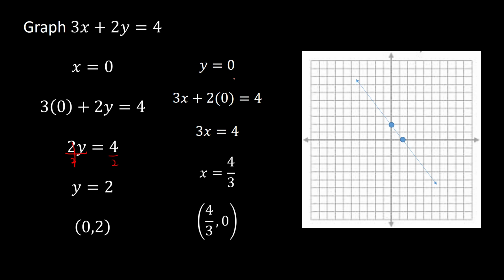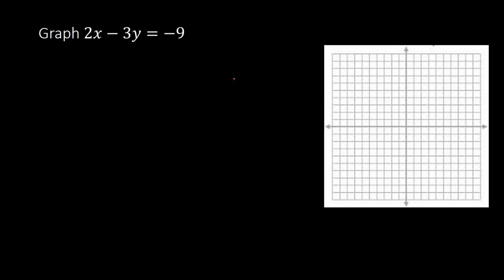I'm now going to graph 2 more like this. Now if you already understand how to do this, you can move on to the later part of the lesson. But if you need the extra practice, the extra help, feel free to watch the next 2 examples that I give you. Here we see 2x minus 3y equals -9.